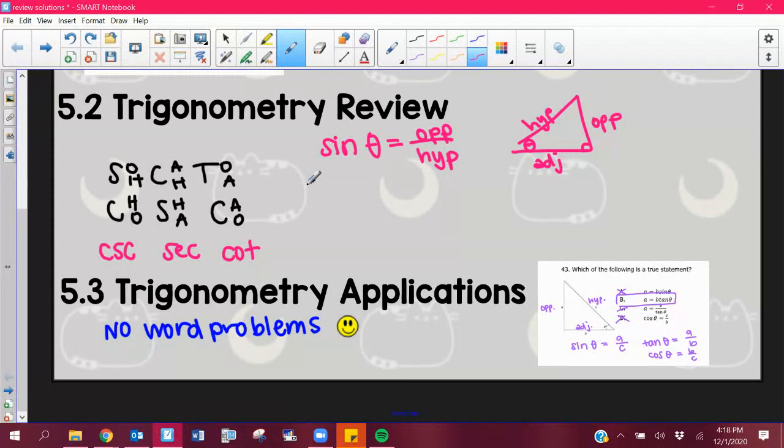There aren't any word problems on the test. The way that they would test some of these applications would be to look at a picture and determine which statement is actually true, which is almost like one of the trigonometry review things, where in this particular problem, they gave you that this was your angle, and they wanted to know which statement was true.